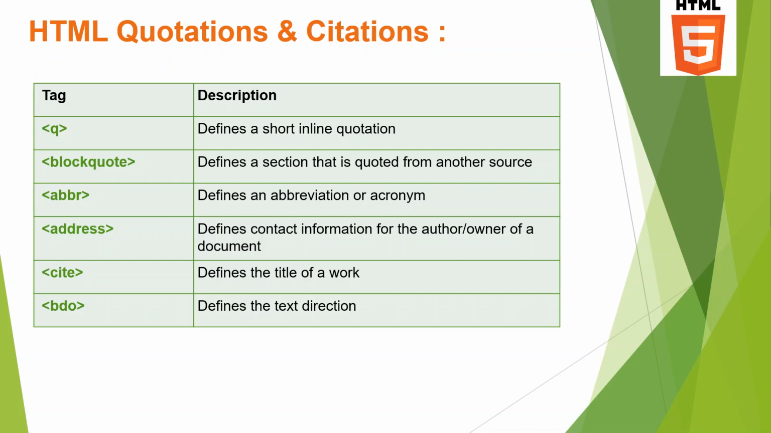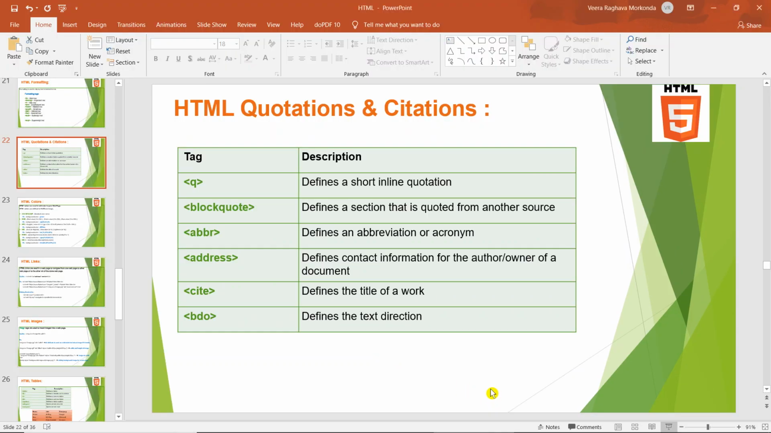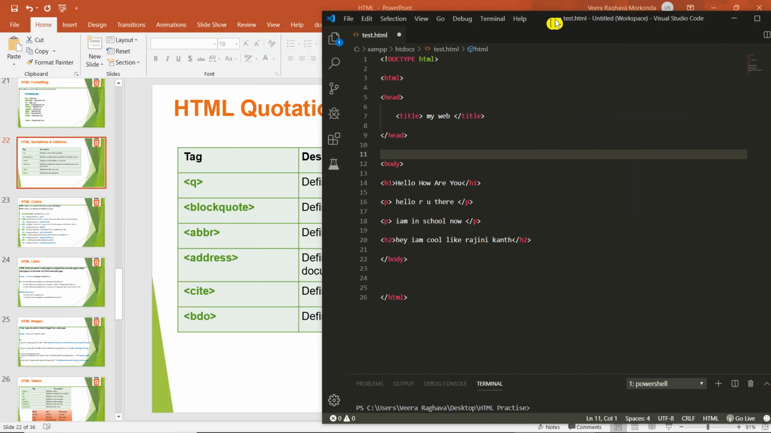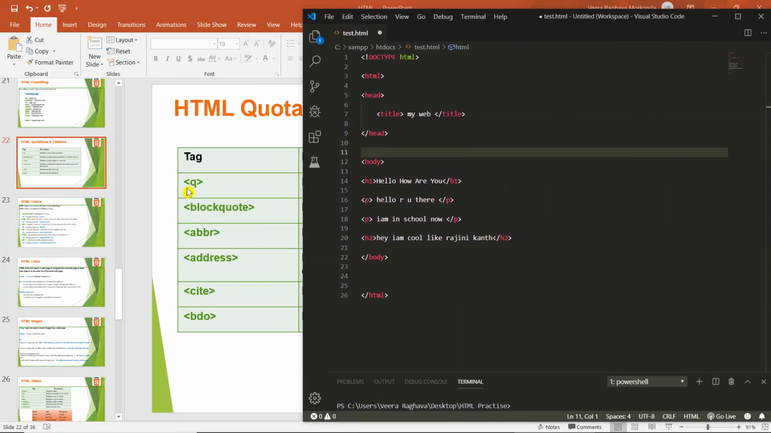Let us move towards VS Code and see one by one how it will appear on the web page. Let's switch over. Here, in the last class we already defined one full HTML document. We had defined it like this.